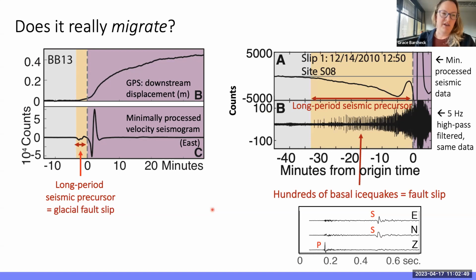And we do have a couple of examples of this long period negative seismic precursor on the broadband seismometers, where if you high pass filter the same data, you see a whole bunch of basal ice quakes. These are just little earthquakes happening on the slip surface of the glacier. That's pretty good evidence that this negative excursion on the broadband seismometer is probably related to sliding at the bottom of the ice. We have a couple of observations of this, although it doesn't happen every time.